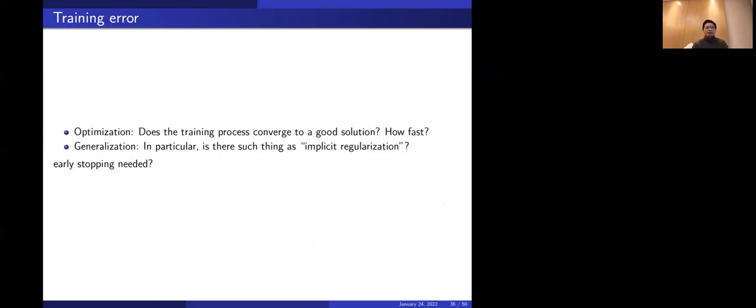Okay, let me say something about the training error. There are two questions. One is optimization. Does the training process converge to a good solution? And how fast does it converge? Here, a good solution means that training error is small. That doesn't mean that the testing error is small. They could be different. The second question is, for the solution, how about the testing error? Is the testing error also small? And remember, testing error is really what we like.